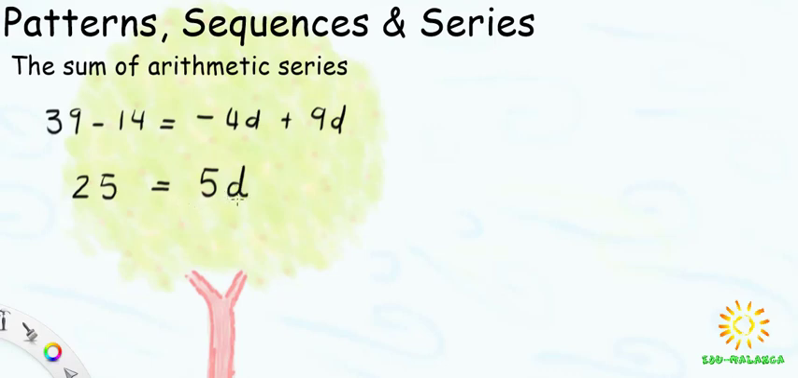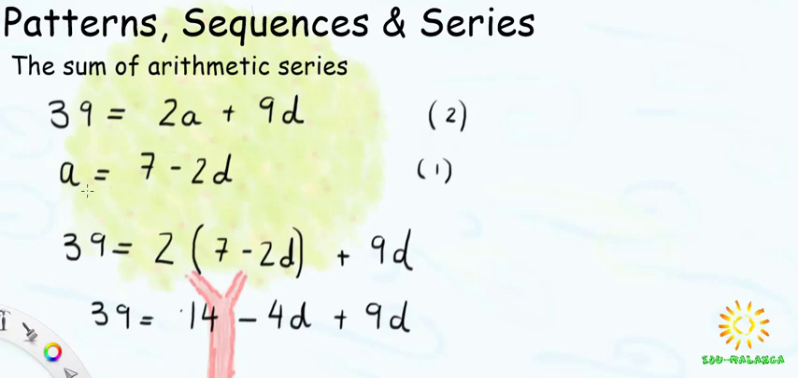Because we're solving for d, we'll divide by 5 on both sides of the equation. These 5s are going to cancel out, and in the end we're going to have d is equal to 25 divided by 5, that's equal to 5. We've now solved for d. Let's come back to our equations. We can substitute in what d is into equation 1 and we'll be able to solve for a.